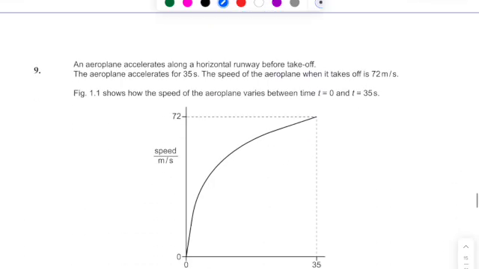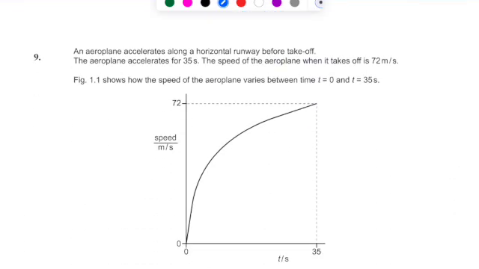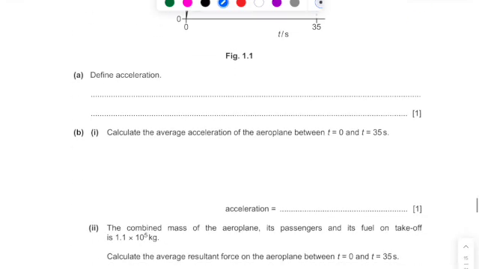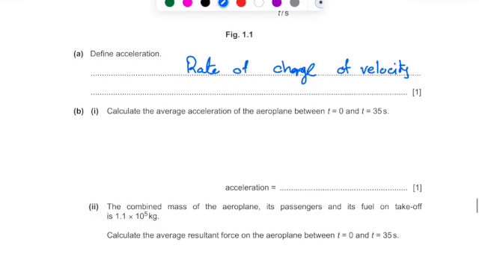Question number 9. An aeroplane accelerates along the horizontal runway before takeoff. The aeroplane accelerates for 35 seconds. The speed of the aeroplane when it takes off is 72, and the initial speed is 0. This shows how the speed of the aeroplane varies from t0 to 35. Define acceleration. What is the definition of acceleration? Rate of change of velocity. Simple definition, rate of change of velocity. Calculate the average acceleration. Acceleration equals (v minus u) by t. V is 72 minus 0 by 35, which is going to be 2.1 meters per second squared.